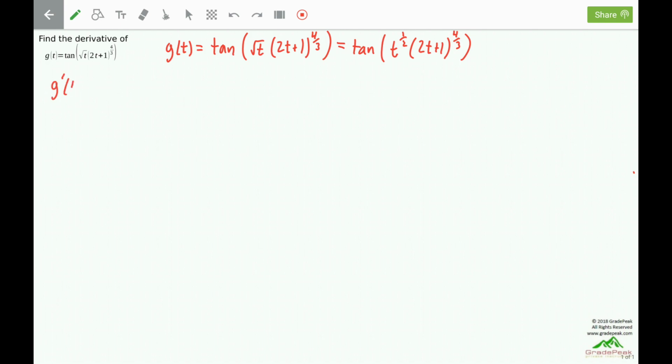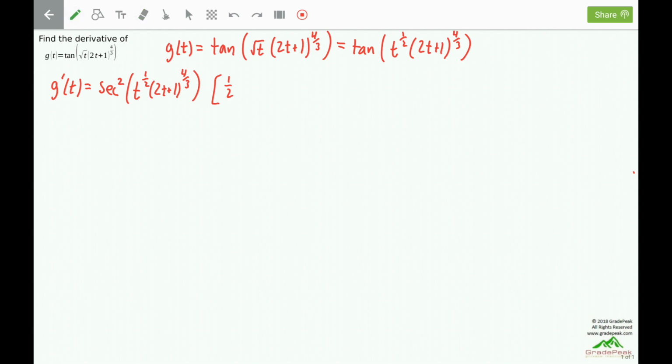So the overall derivative, g prime of t, will be the derivative of the outermost function, the tangent. Derivative of tangent is secant squared. You leave its entire inside alone, so t to the 1/2 and 2t plus 1 to the 4/3 power. And now we multiply by the derivative of the inside, which is a product, so we'll make use of the product rule. The derivative of the first, here's the inside right here. It's all of that. And the first is the t to the 1/2.